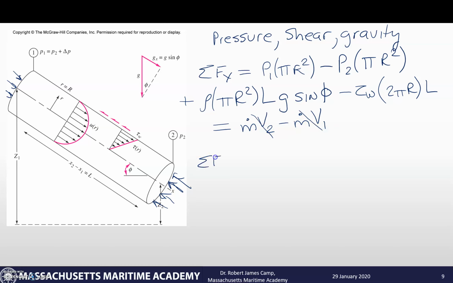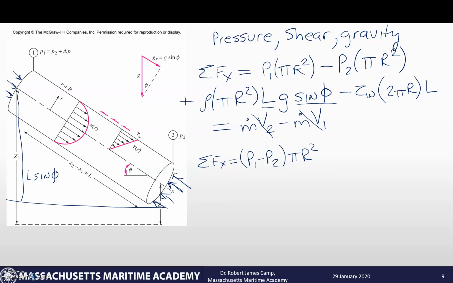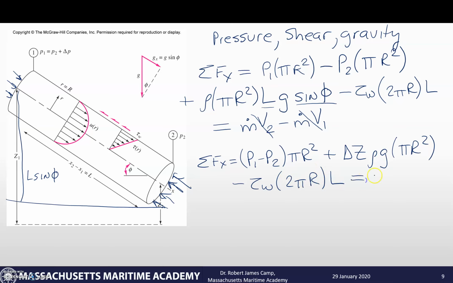So if I rearrange this now, my sum of forces is P1 minus P2 times pi r squared, just to simplify things a little bit. And then we have L sine phi. What is that going to be? That's the change in height from here to here, L sine phi, and I'm going to call that delta Z, because that's my change in height. What that leaves me with is rho g times pi r squared. Now I'm going to subtract from that my shear stress at the wall, which is 2 pi r times L. And finally I'm left with everything on the other side, which is 0.